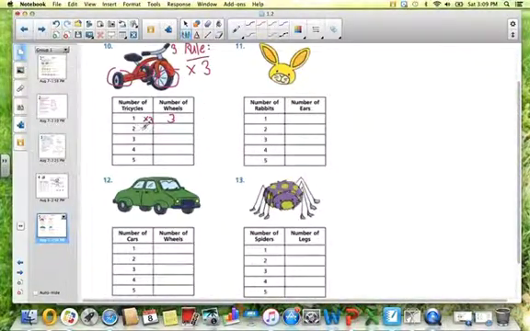Okay, so we have 2 tricycles times 3. And we know that 2 times 3 is 6. So we have 3 tricycles times 3. 3 times 3 is 9. 4 tricycles times 3. So 4 times 3 is 12. 5 times 3. 5 times 3 is 15.